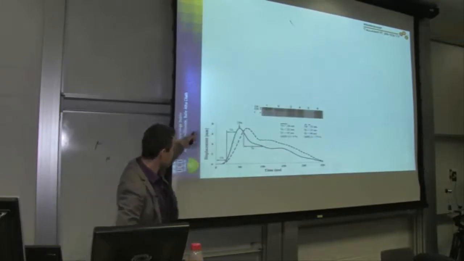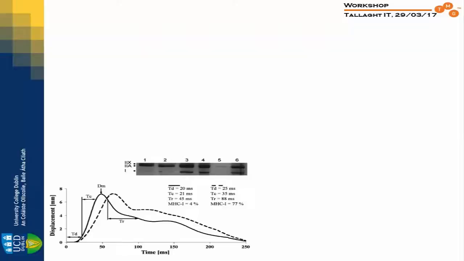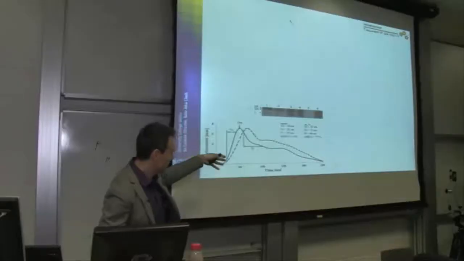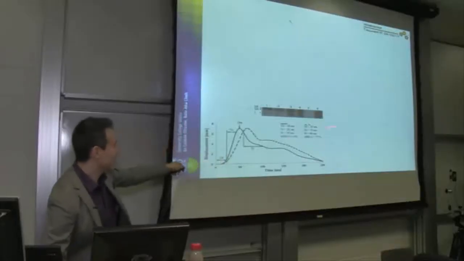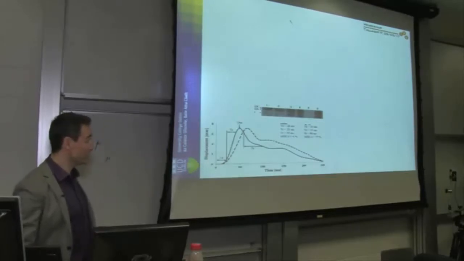That's, again, a displacement-time curve that you've seen before. And that's an example of a subject with a low content of MHC1, myosin heavy chain 1, prevalent in slow twitch fibers. And that's an example of a subject with a higher percentage of slow twitch fibers.